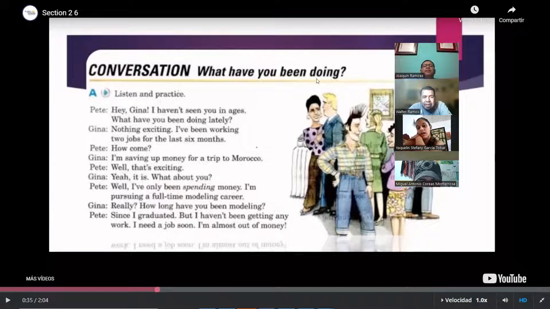What have you been doing lately? Yes, present perfect continuous. What else? I've been working. Awesome. What else? I'm saving up money for a trip. No, that would be present only. I've only been spending money. Yes, that's present perfect continuous.